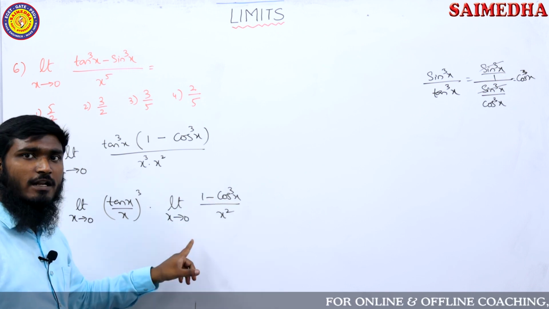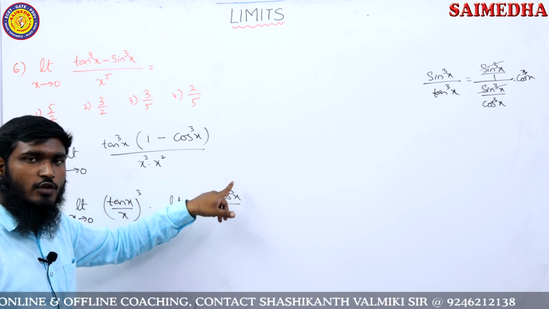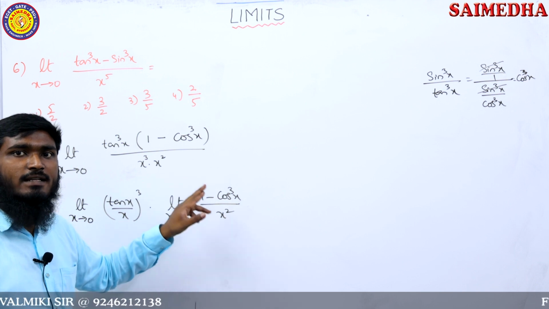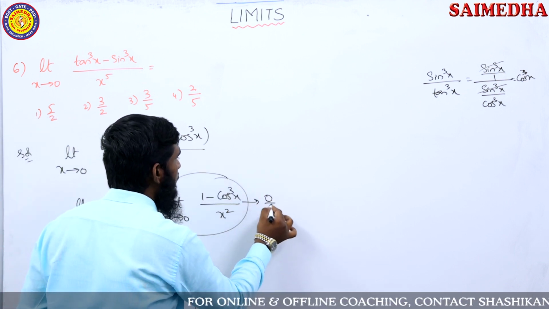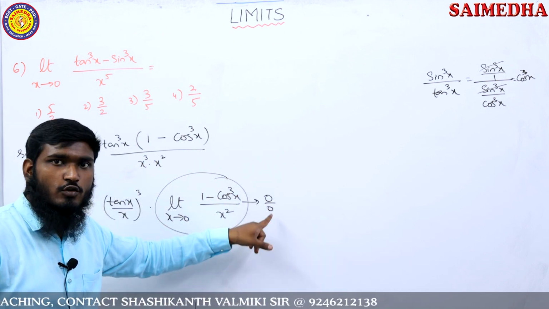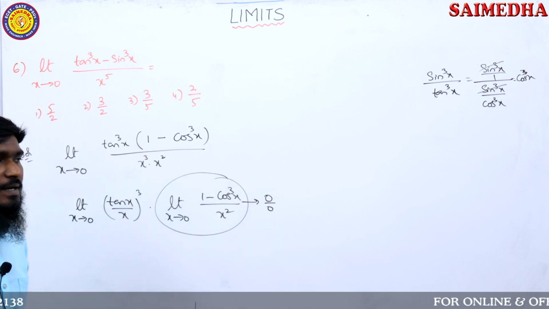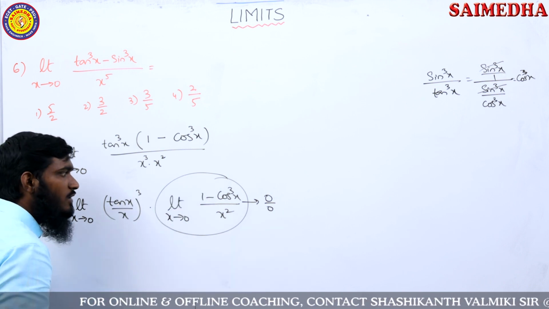Now for this part, whenever we substitute the limit, cos 0 is 1, 1 cube is 1, 1 minus 1 is 0, divided by 0. So we are getting the answer as 0 by 0, which is an indeterminate form. So whenever we get 0 by 0 or an indeterminate form, what do we have to do? We have to apply L'Hospital's rule. For the first part we are getting the answer as 1, so we have to solve this part only.